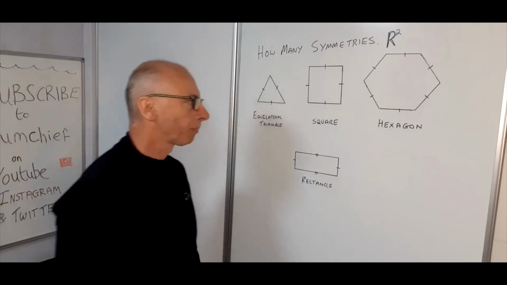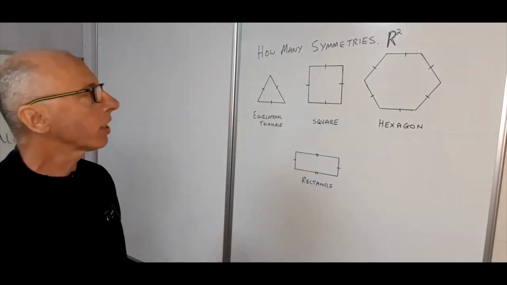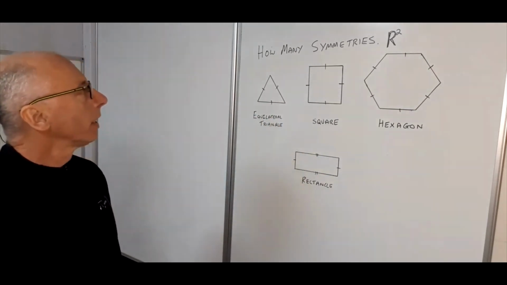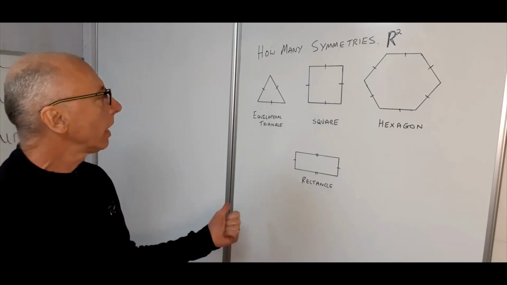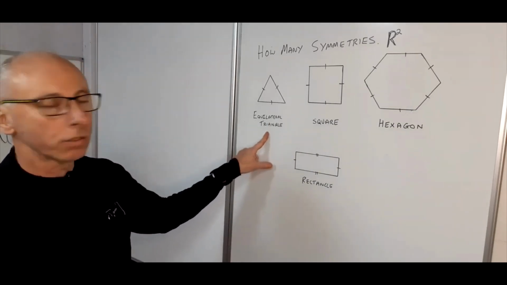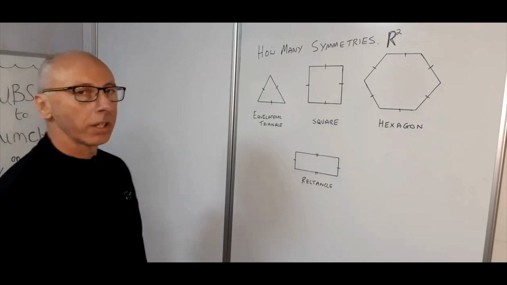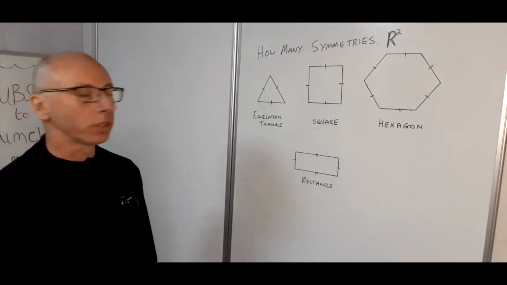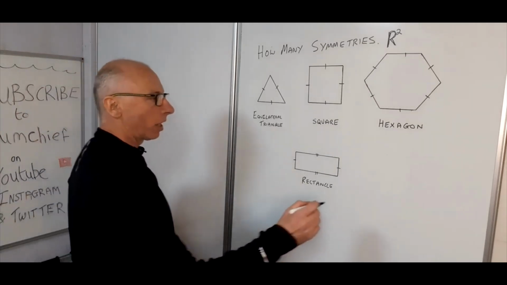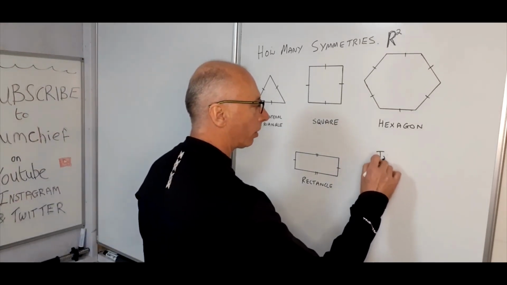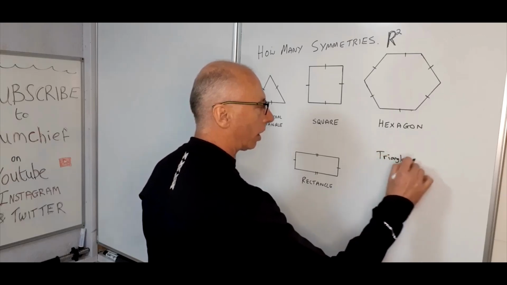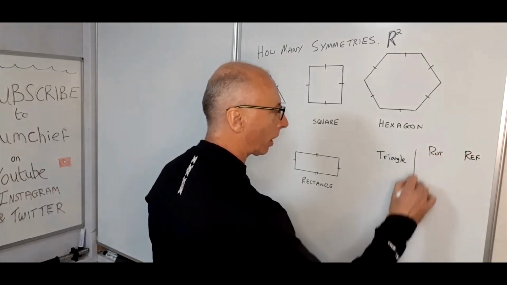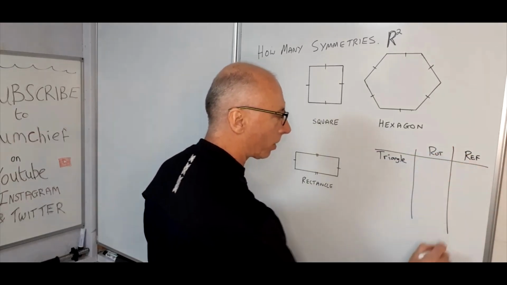So that's that. What we're looking for is some sort of relationship between the number of symmetries and the number of sides. So first of all, let's have a look at the equilateral triangle: three equal sides. We're looking for rotations and reflections. So let's put here for the triangle, and we've got a table here for rotations and reflections. I'm just going to put it like that for now so we can see what's going on.